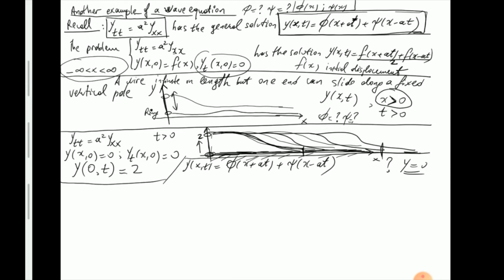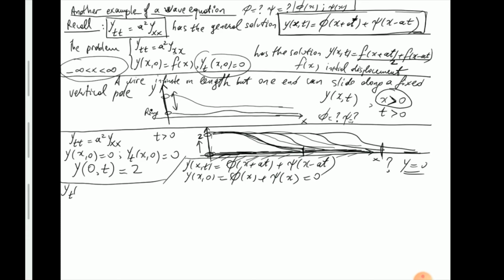And now let's impose the initial conditions first. So y of x, 0, so t is equal to 0. So that's phi of x plus psi of x. And this should be equal to 0. We also need the partial derivative with respect to t.